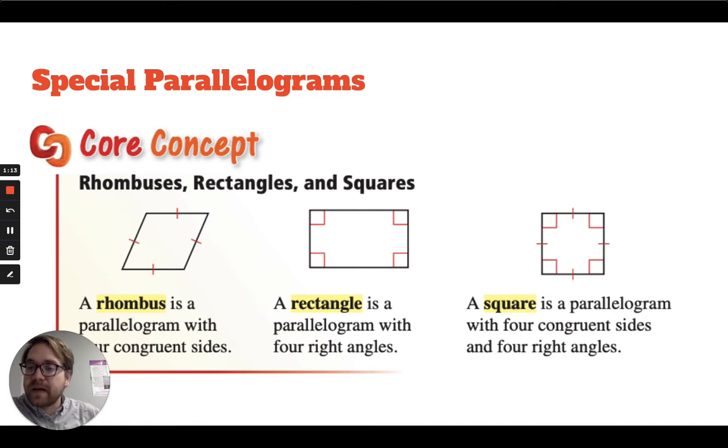So a rhombus is a parallelogram with four congruent sides, so all of the sides are the same length. A rectangle is a parallelogram with four right angles. The opposite sides are the same length, but not all four sides. But all of the angles are the same, and they're all specifically right angles. A square is kind of a combination of a rhombus and a rectangle. It's a parallelogram with all four congruent sides and four right angles. That's what defines a square. So those are the three cases of special parallelograms that we'll be looking at.